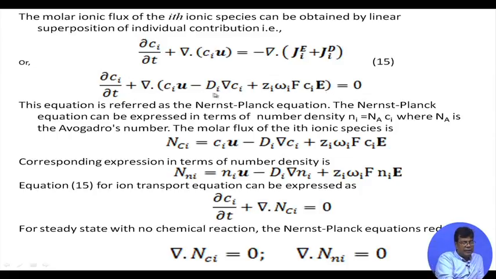So, this is an equation. We can now write the molar flux of the ith ionic species by this relation: C_i u, where u is the local fluid velocity, plus the molecular diffusion and the electromigration terms. And if I write it in terms of the number density of the ith ionic species, it is governed by this relation.